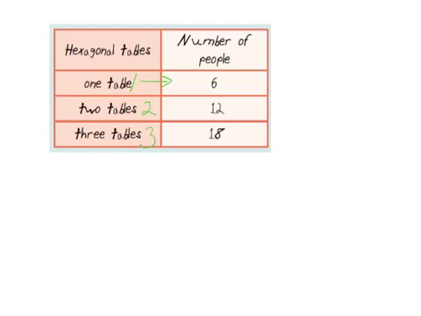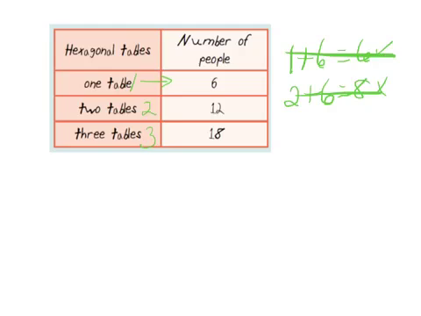Again, I can see it's an increasing pattern. I'm going to try addition first. 1 plus 6 does equal 6. Yep, that one's great. 2 plus 6 equals 8. Oh, that one doesn't work, so the plus 6 rule doesn't work.